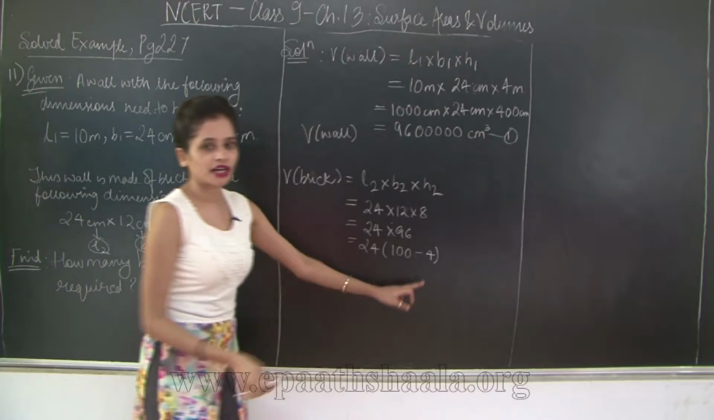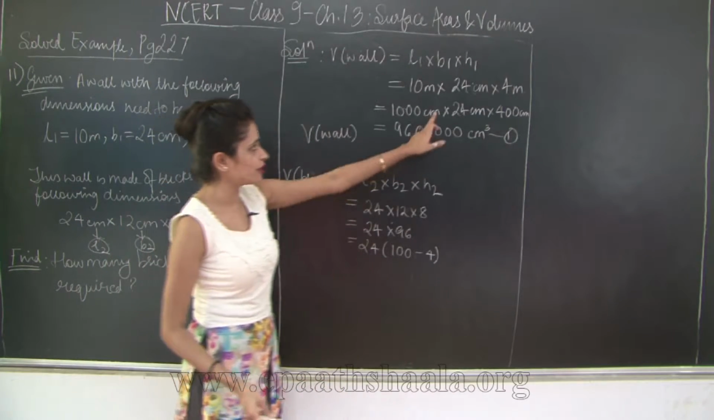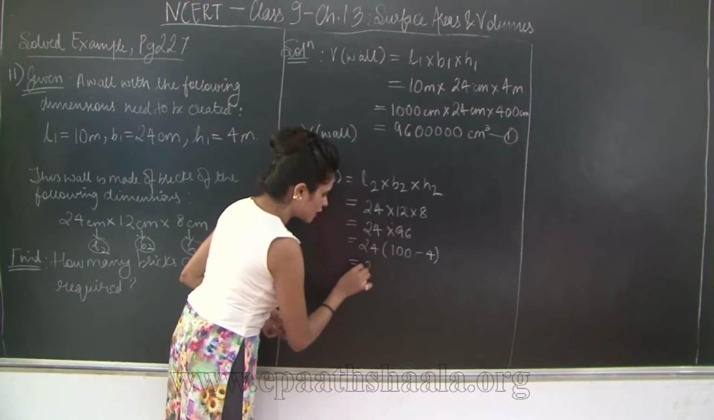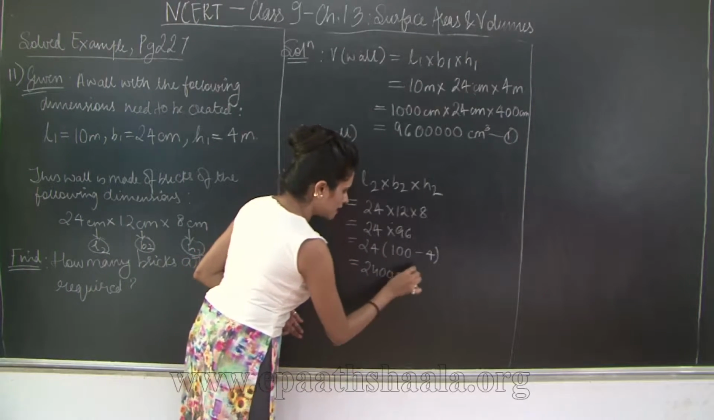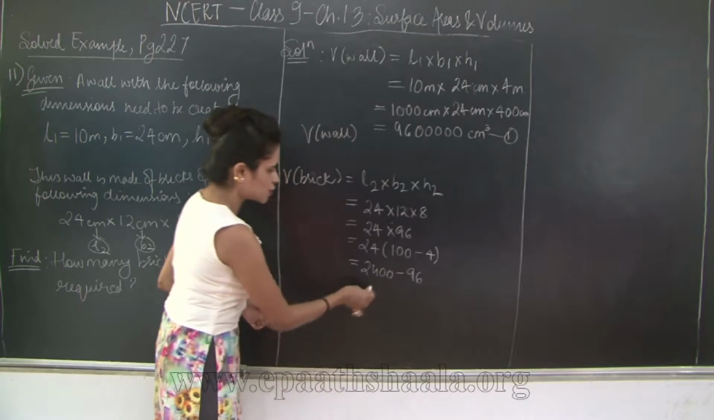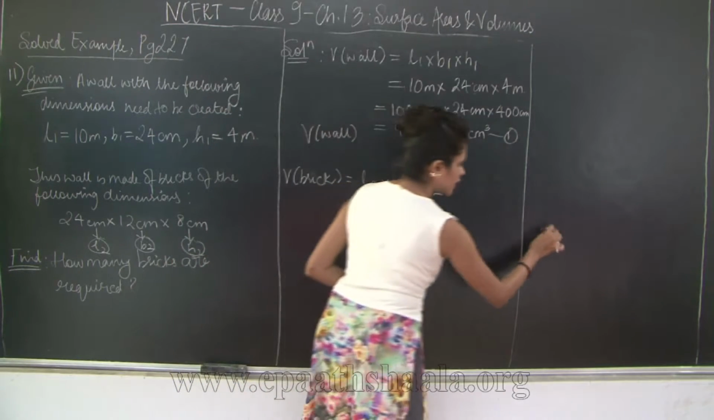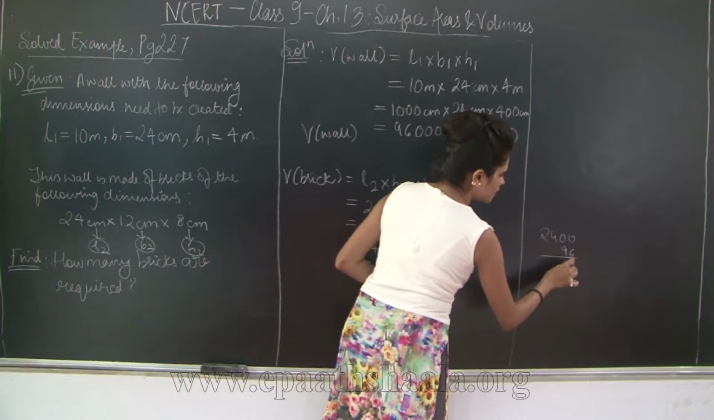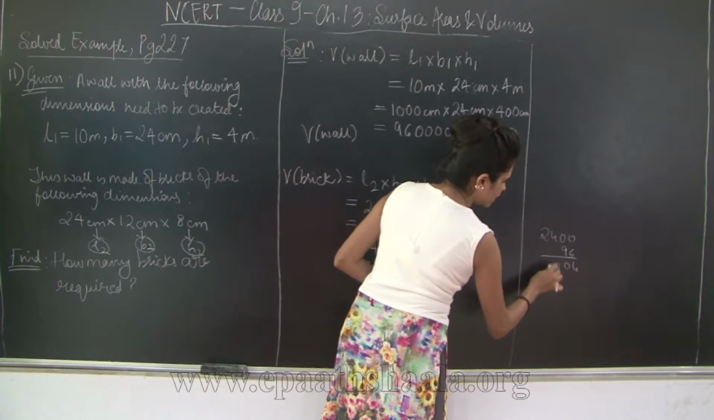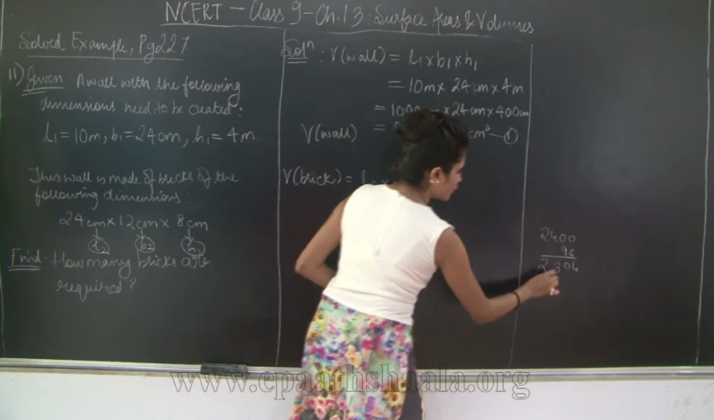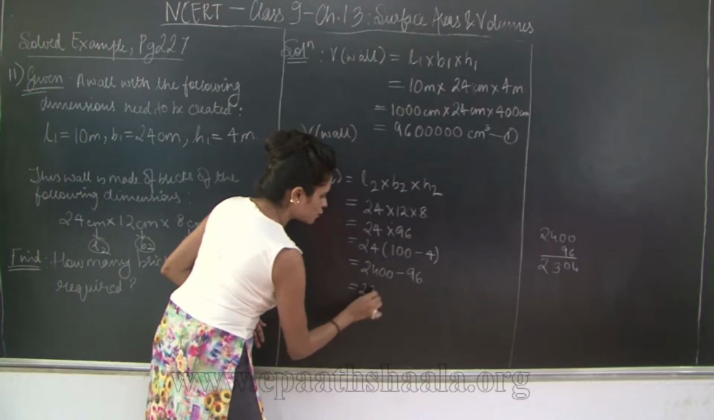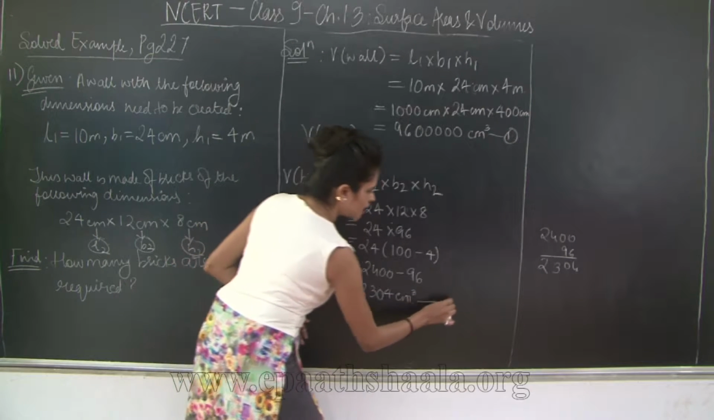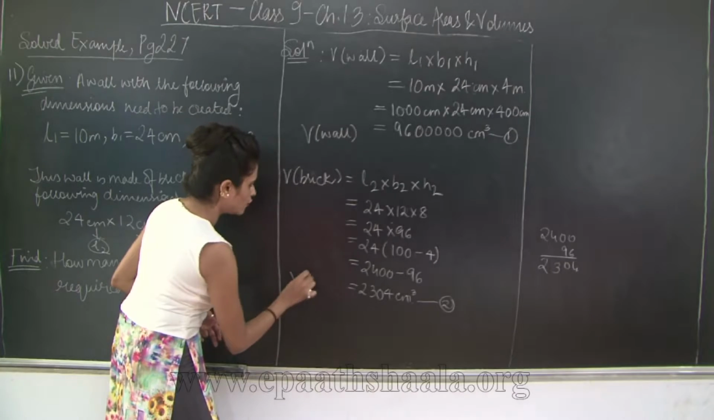This calculation will become much simpler since we already have 24 into 4 as 96 and 2400 over here. So 2400 minus 96, let's check. This will be 2304. So this is going to be 2304 centimeter cubes. Let's mark this as 2. This is your volume of brick.